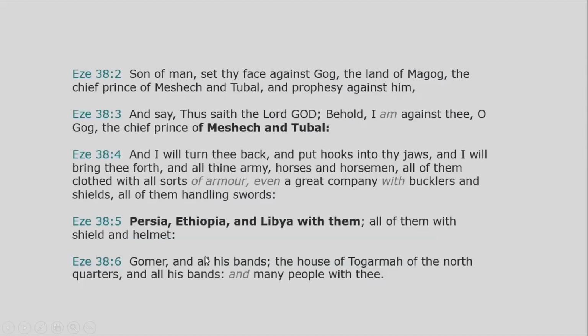And so this pretty much is the scriptures that we talked about earlier. Son of man, set your face against Gog, the land of Magog, the chief prince of Meshech and Tubal. We proved now that's in Russia. And behold, I am against thee, O Gog, chief prince of Meshech and Tubal. Meshech and Tubal is Russia.